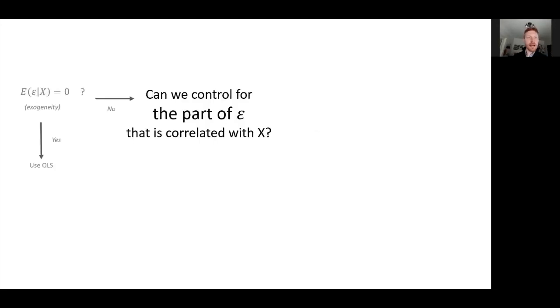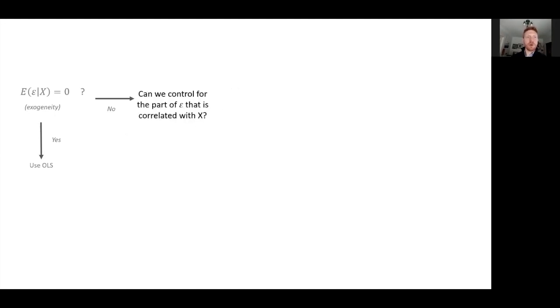All right, so back to our flowchart. If we can control for part of the error term that's correlated with x, then we can just use multivariate ordinary least squares. If we cannot, then once again, we have to think about what kind of data process we have.